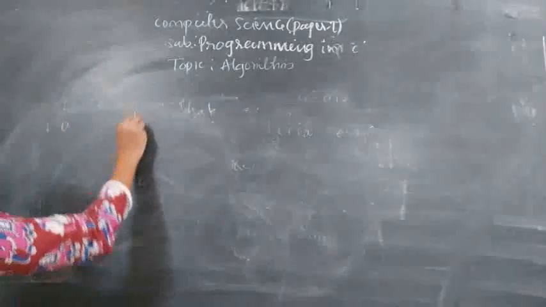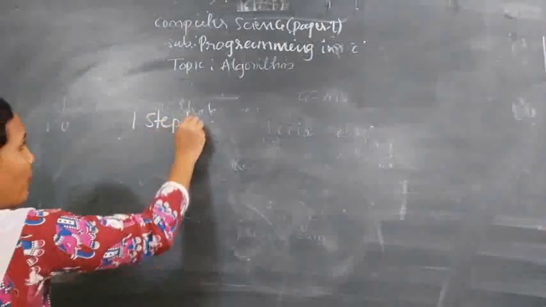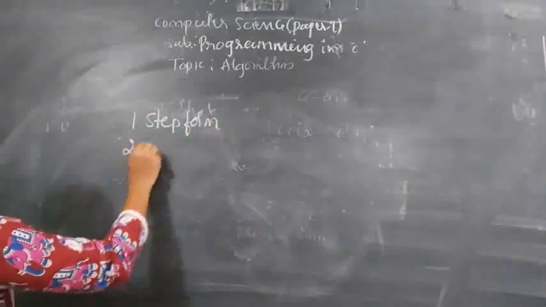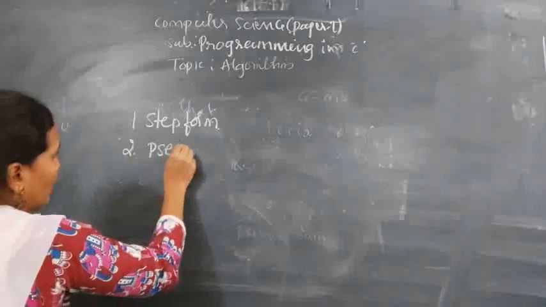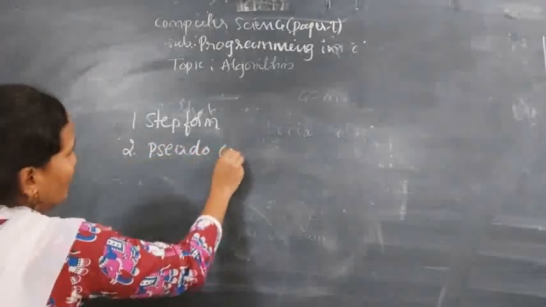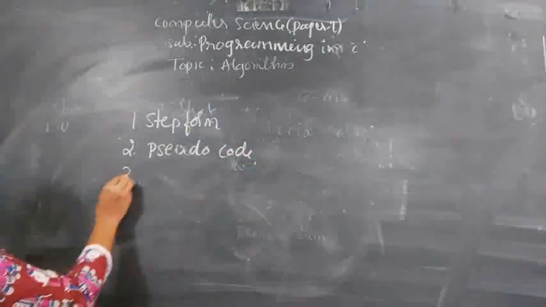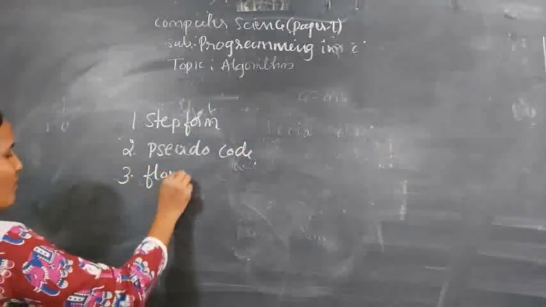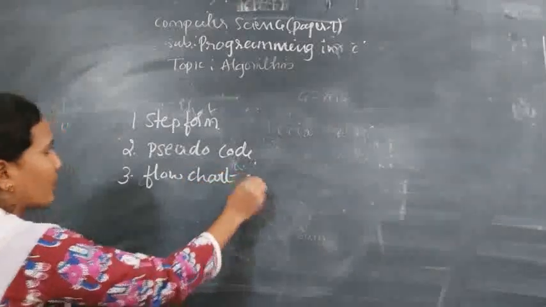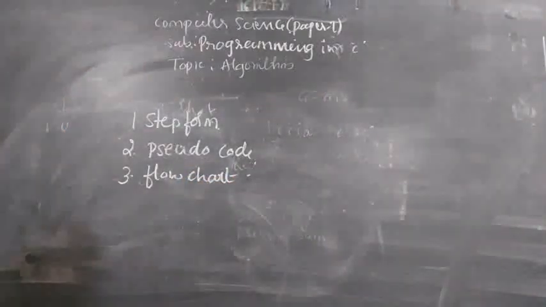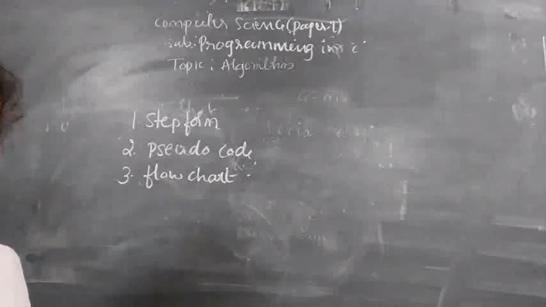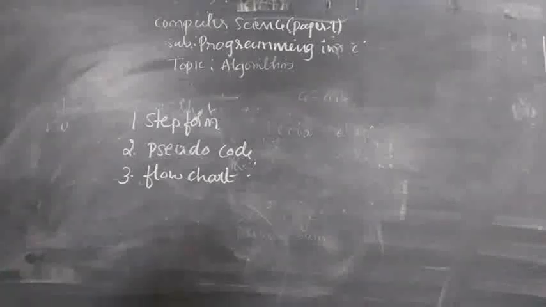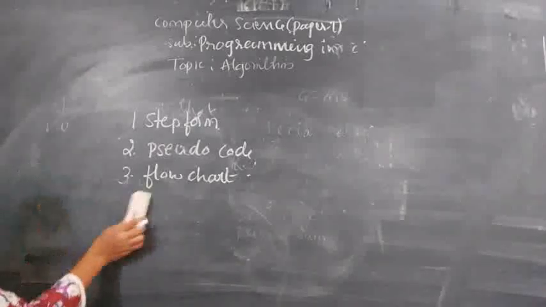The first one is, all of you write down, step form. The second one is pseudocode. Third one is flowchart. You write 3: step form, pseudocode, flowchart. Over. Now we'll discuss the step form.